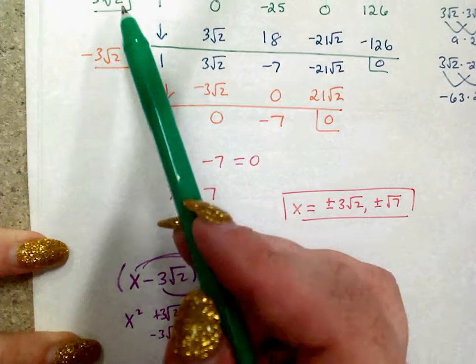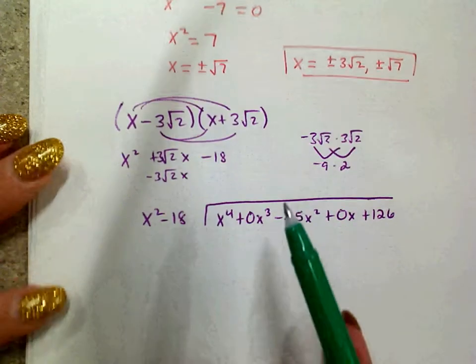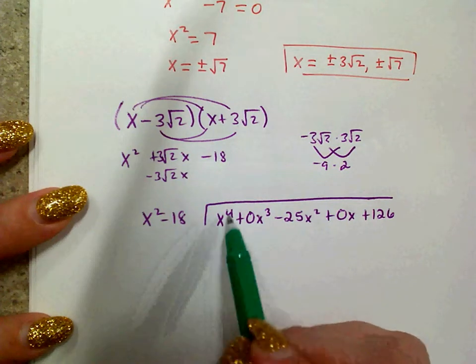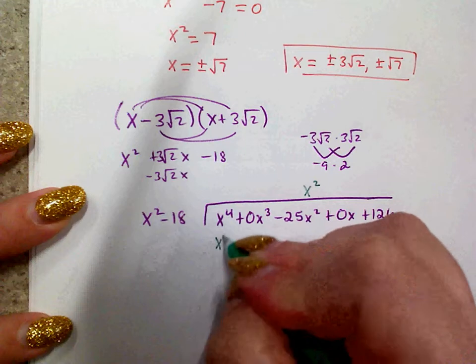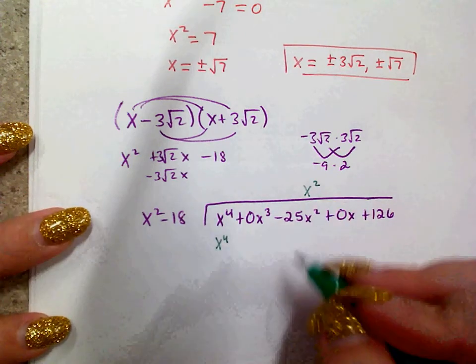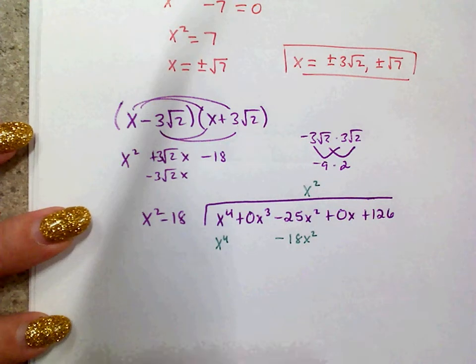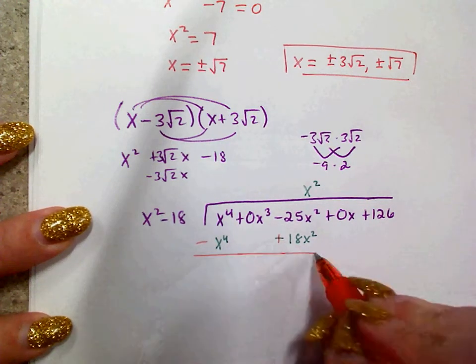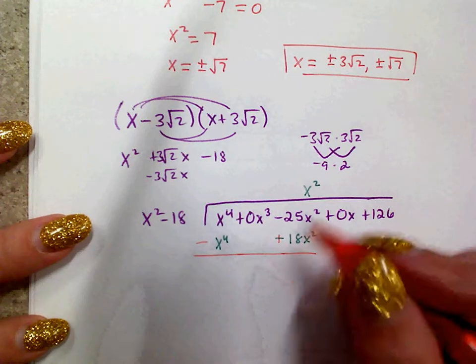So what do I multiply x squared by to get x to the 4th? X squared. So x squared times x squared is x to the 4th, and x squared times negative 18 is a negative 18x squared. But we're going to subtract, so that changes the signs, and I'm left with this. This is still 0, so I'm just not going to bother bringing it down. And this is a negative 7x squared. I'm going to bring down my 0x and my 126.